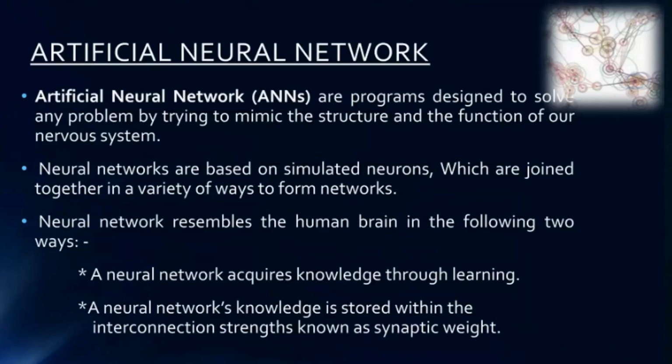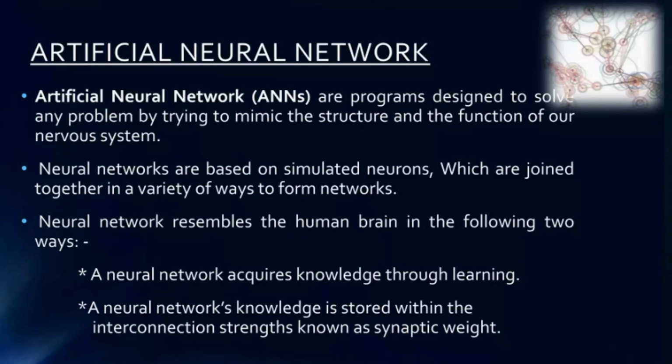Artificial neural networks, or ANNs, are programs designed to solve problems by trying to mimic the structure and function of the nervous system. Mimic is nothing but cloning. For example, creating a robot that is a clone of the human structure, or using a voice assistant to recreate somebody's voice with another person's voice.